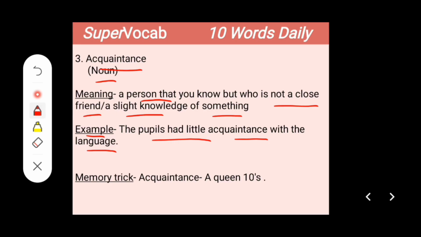Okay, so let's take a look at the pronunciation. Acquaintance. We can bifurcate this as a-queen-tance. Just think of a queen who belongs to the 10th century. You know the name of that queen but you are not a close relative or friend of hers. So in this way you can remember this: acquaintance. You know her but you don't share a close relationship with her. Okay, so let's move to the next word.